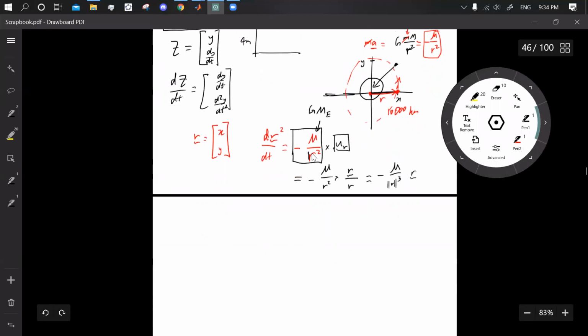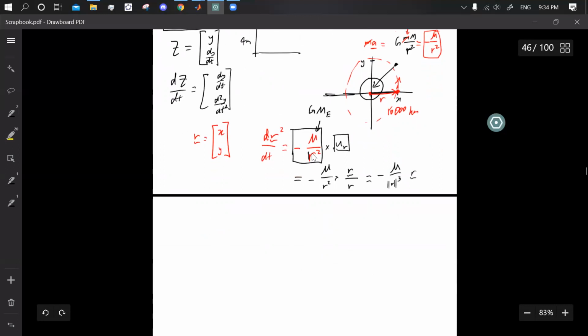Let me create a new state. Instead of calling z this, I'll call z something else. What we are worried about are our positions and our velocities. Any higher derivatives aren't exactly important. So I'll start off with writing 4 states: x, x dot because that's a speed there, y, and y dot, speed on y.